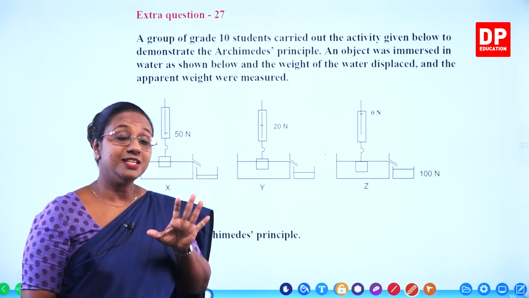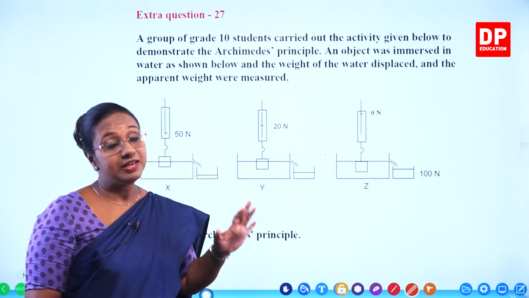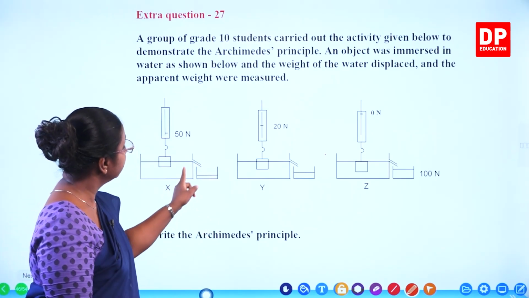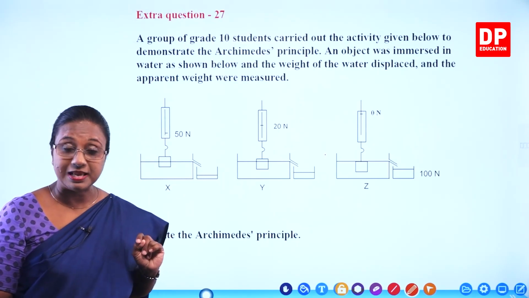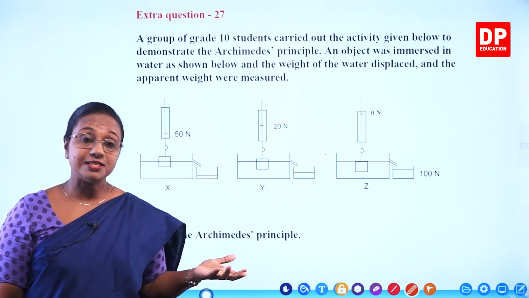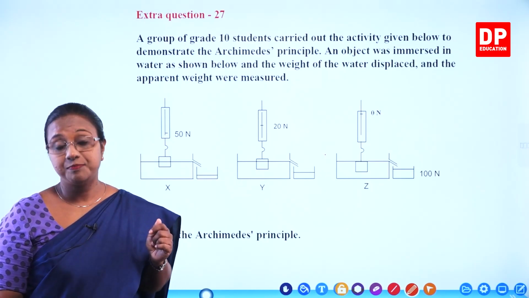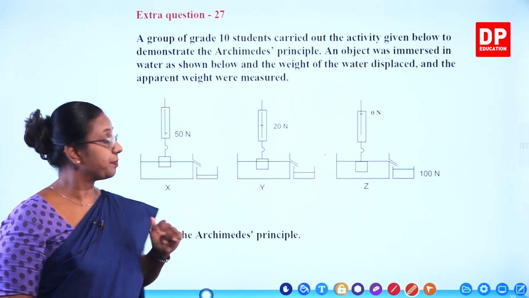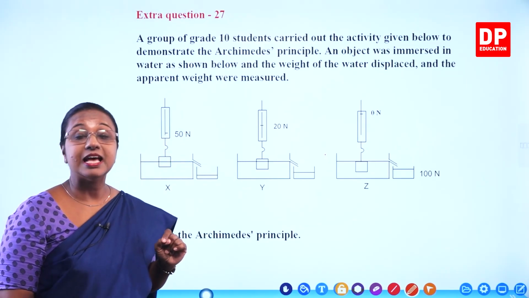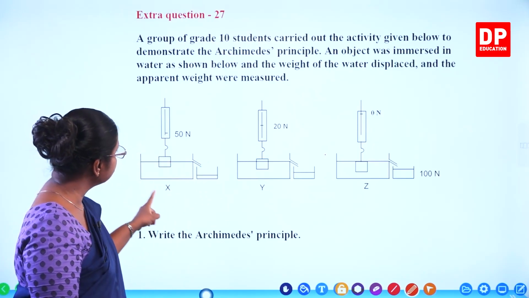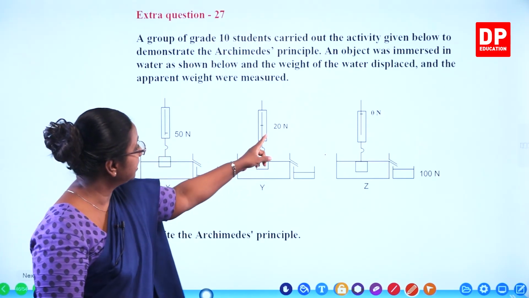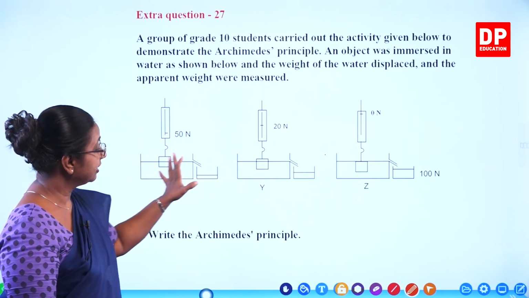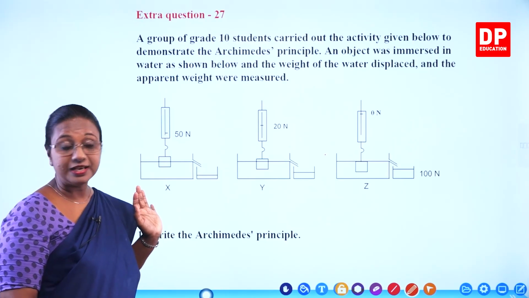From this activity, since we have done this activity in the lab, we got different values, but we have done a similar activity. You all know the amount of water that is displaced. If you measure the weight of water that has been displaced, that is equal to the upthrust. So the weight of the object in air minus the upthrust will be the reading here. That is the apparent weight. So in this instance, apparent weight is 50 Newton. Here it's 20 Newton. There it is 0 Newton. So those are the information that we know from the activity.